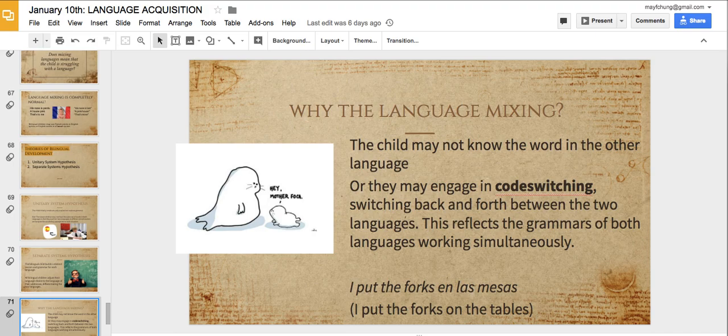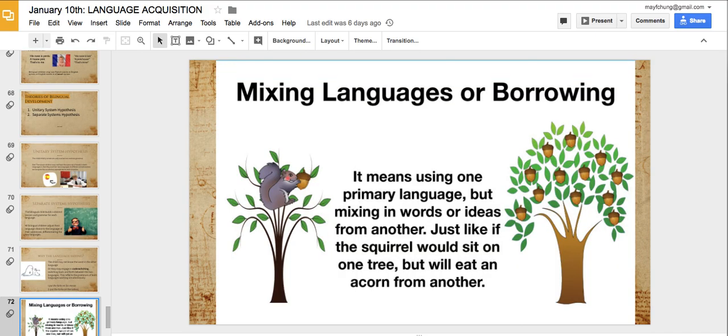It's more likely, I think, that this represents the grammars of the two languages working simultaneously, that these languages are so entwined and working together that people are able to code switch fluently because they know the language fluently. And so, someone speaking both English and Spanish may say things like, "I put the forks in las mesas," or "I put the forks on the table." And so this is something that is very akin to people who are growing up in a bilingual circumstance. It's very, very, very normal. It doesn't say anything wrong about the child.